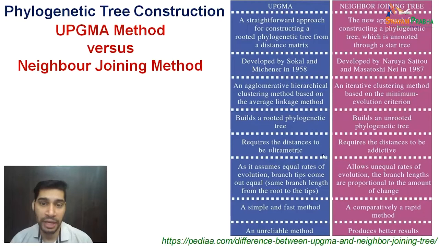It requires the distances to be ultrametric in UPGMA. The distances are to be additive in the case of neighbor joining. UPGMA assumes equal rates of evolution, so the branch tips come out equal. Whereas in the case of NJ, or neighbor joining, it allows unequal rates of evolution. The branch lengths are proportional to the amount of change. UPGMA is a simple and fast method but unreliable, whereas neighbor joining is comparatively a rapid method and produces better results.